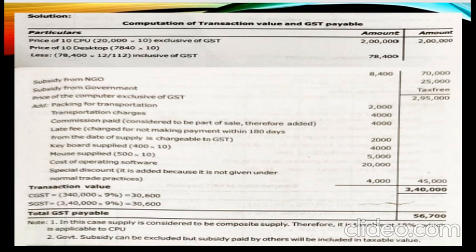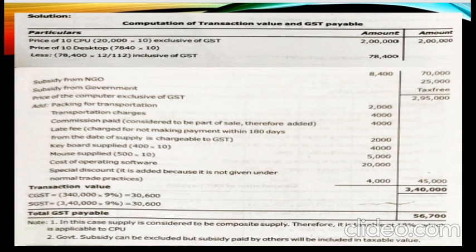So here there is a note which is given. In this case, supply is considered to be a composite supply. Therefore, it is taxable at 18%, which is applicable to CPU. Second, government subsidy cannot be excluded, but subsidies paid by others would be included in taxable value. So these are the items which we have looked into in the problem.